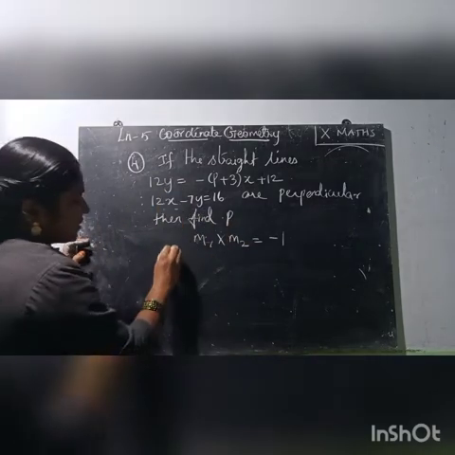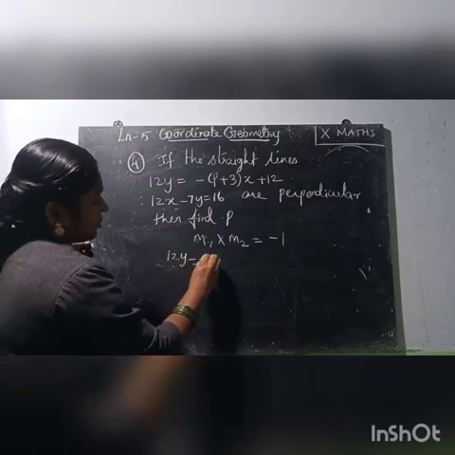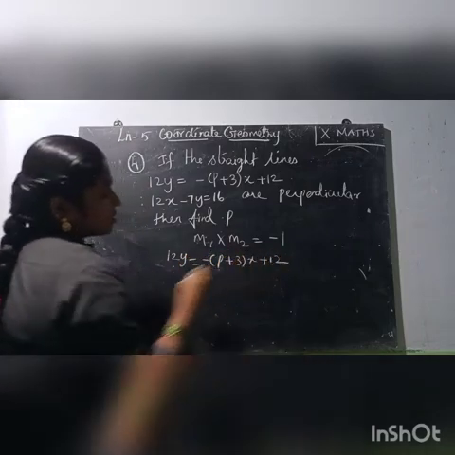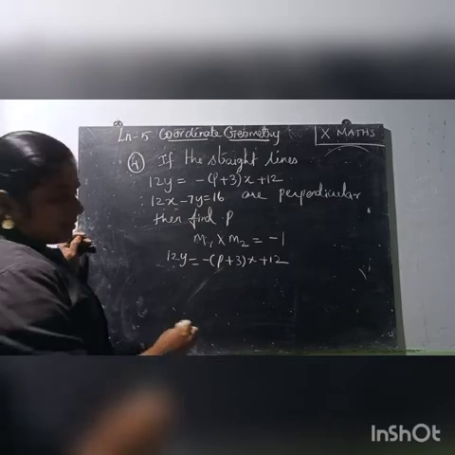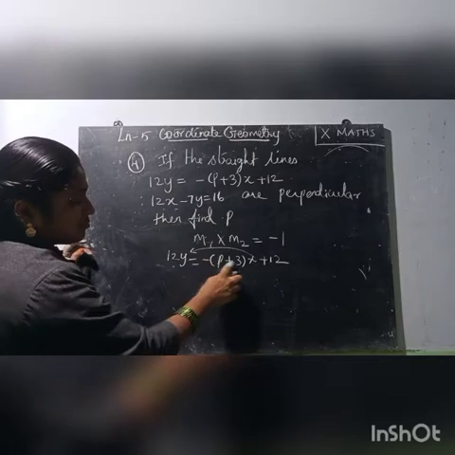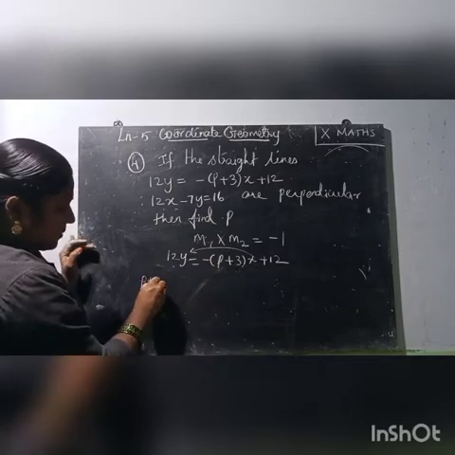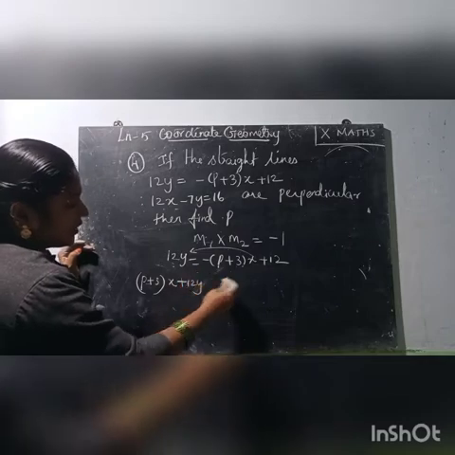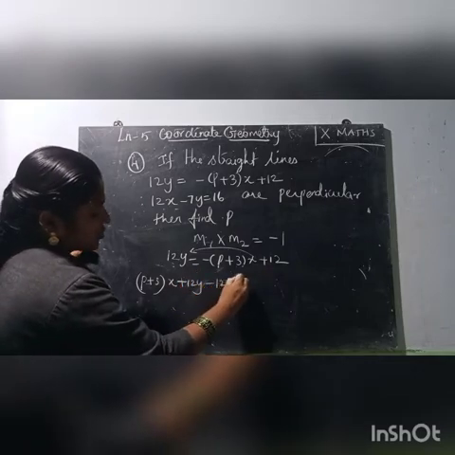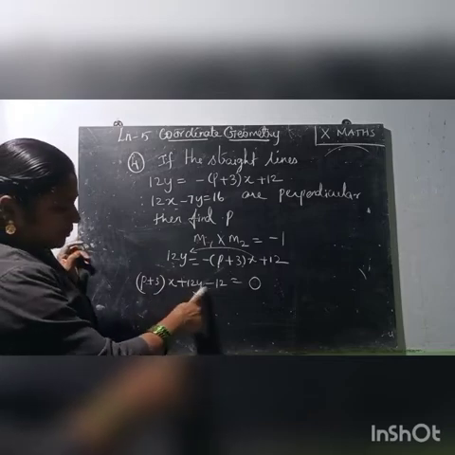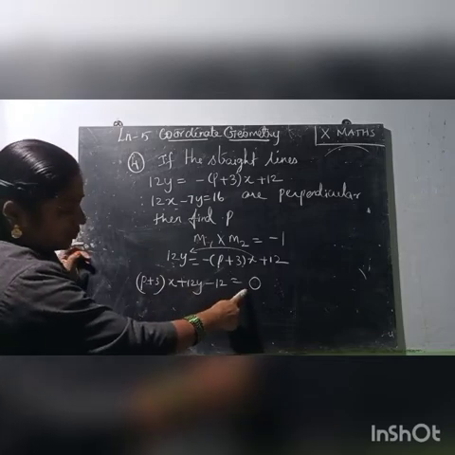So the first equation is 12y equal to minus of p plus 3 x plus 12. Now first we have to bring it to equation form. So we can bring both to this side. So minus of p plus 3 will change into plus p plus 3 x. Then our y term is plus 12y. Plus 12 will change into minus 12 equal to 0. Now we got the x term, y term, and constant term equal to 0.